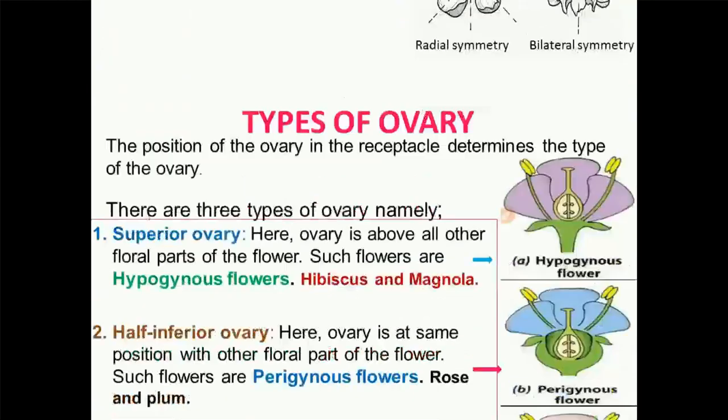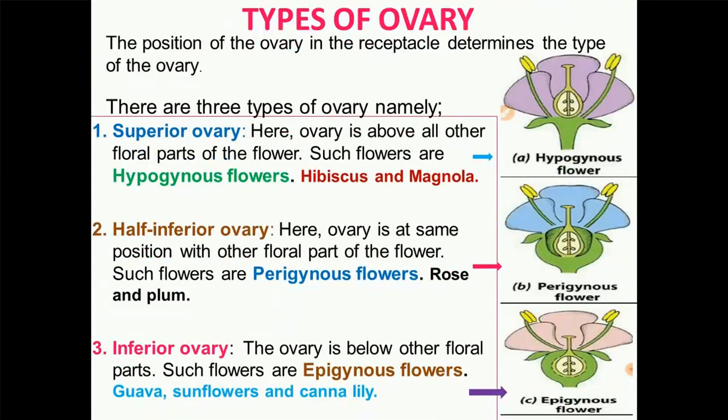So let's move on to types of ovary, and this is where we shall be drawing our cuttings. Now the position of the ovary in the receptacle determines the type of the ovary. So ovaries are determined by the position of the ovary in the receptacle.